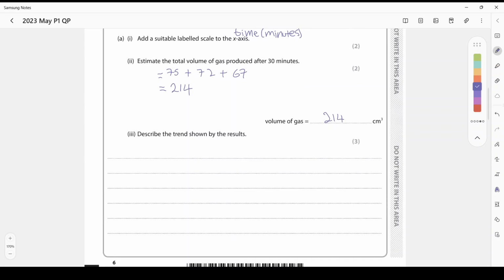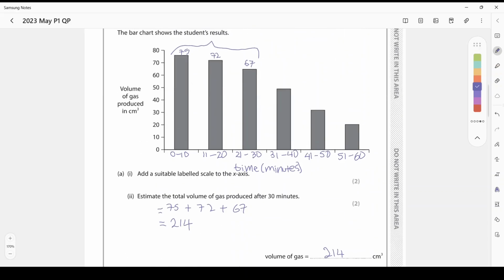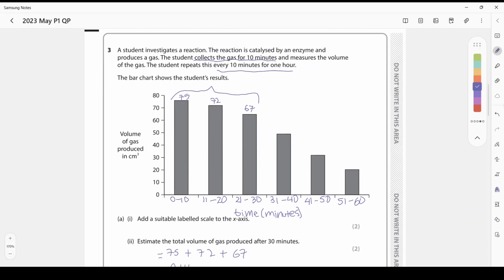Describe the trend shown by the results. All right, so the question says describe, which means we're supposed to talk about what we see in the graph. So let's scroll back up. I'm just going to erase this so we can see this properly. The volume of the gas produced from this reaction is indicative of the rate of reaction of this enzyme. So the more gas that is produced in that time frame, the greater the rate of reaction.